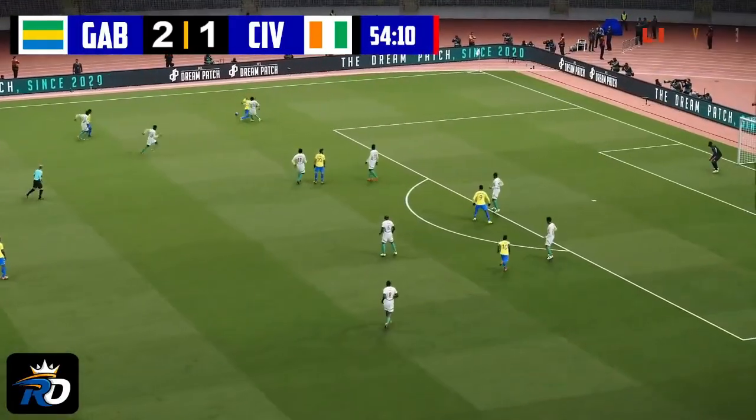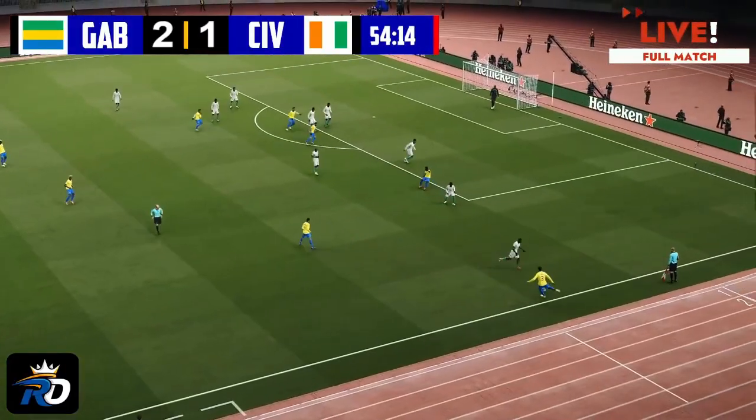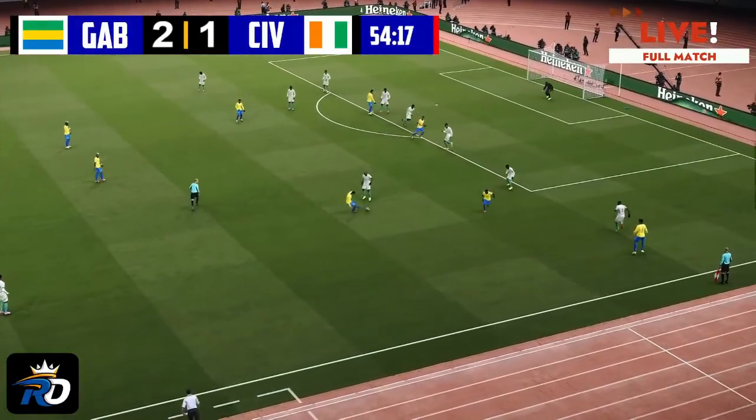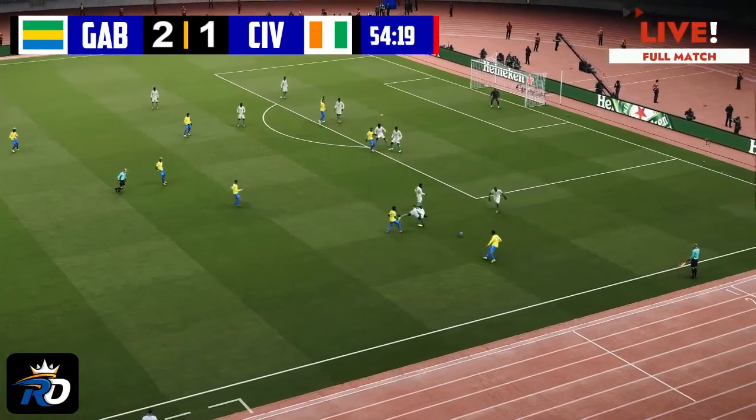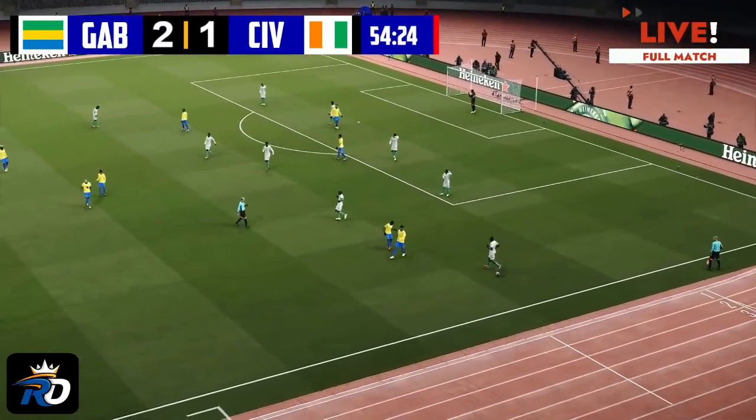Let me inform you that there is a second goal from Cameroon. With this result, the Lions assure themselves of first place with 7 points. Ivory Coast keeps 4, and Mozambique is in third place with 3.